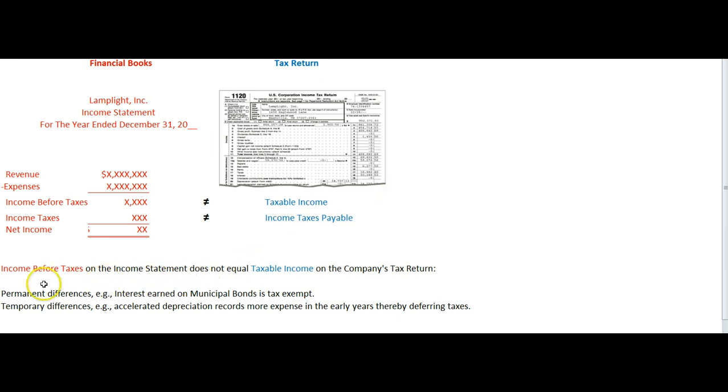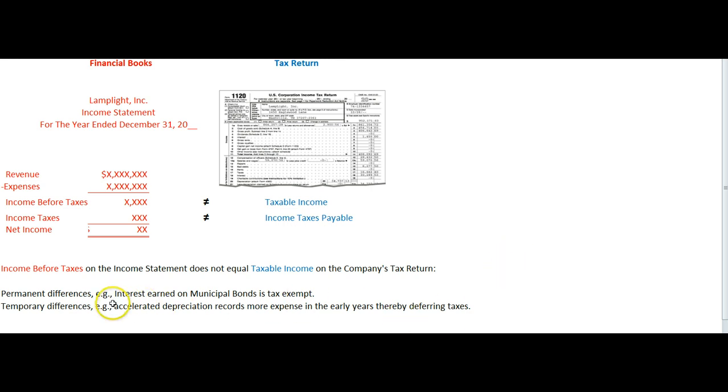There are permanent differences. So if we own, for example, some municipal bonds, when we receive interest on those, that certainly revenue shows up on our books, but it does not show up as taxable income on our tax return. Interest received on municipal bonds is tax exempt.